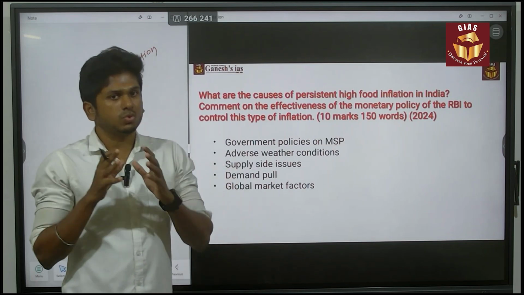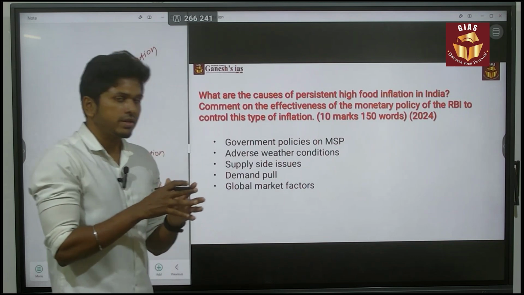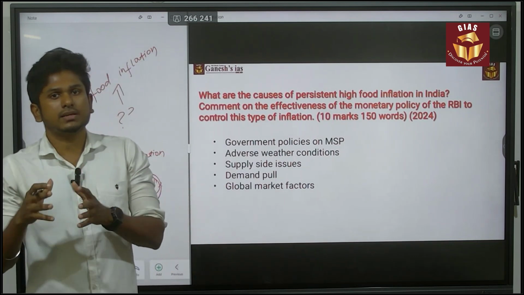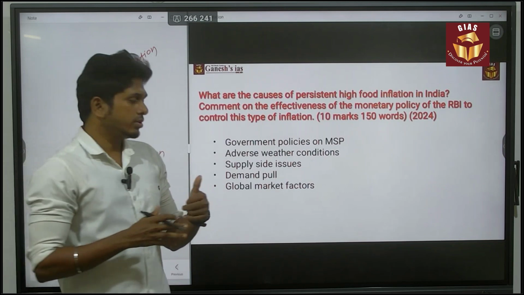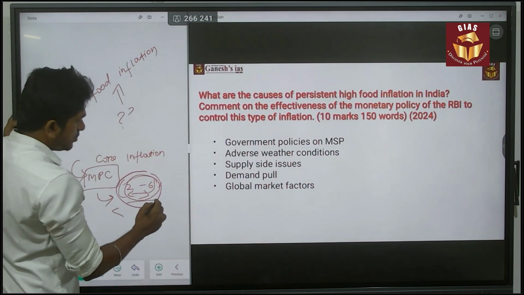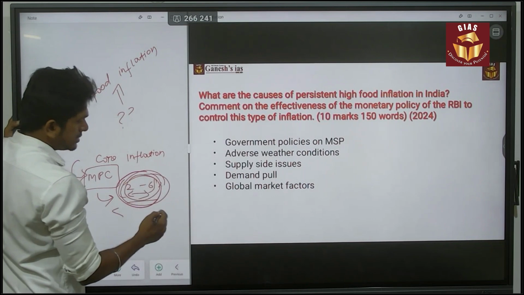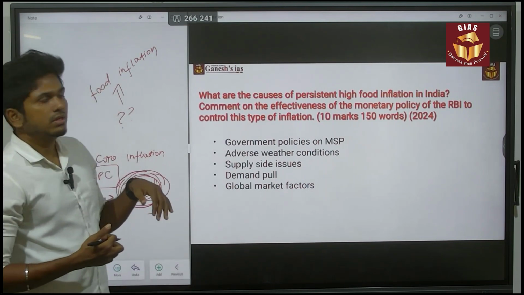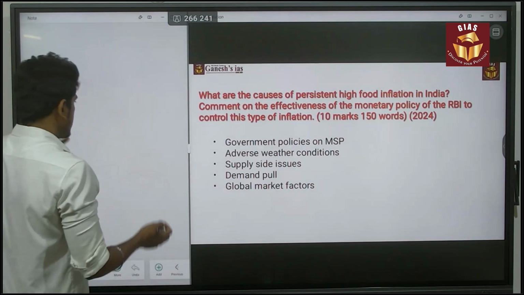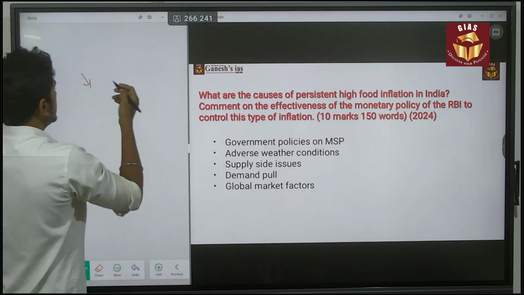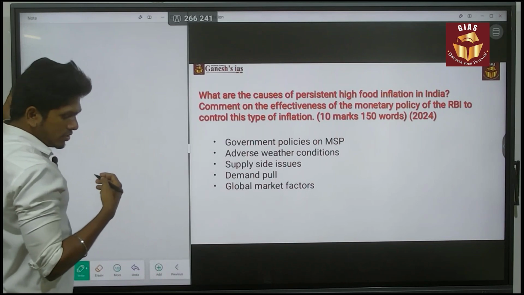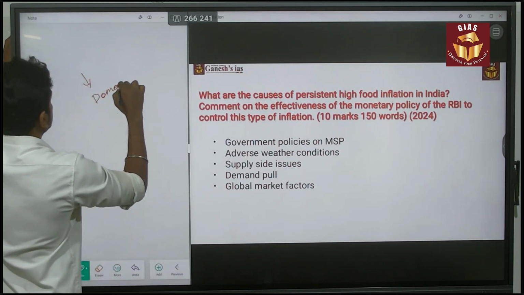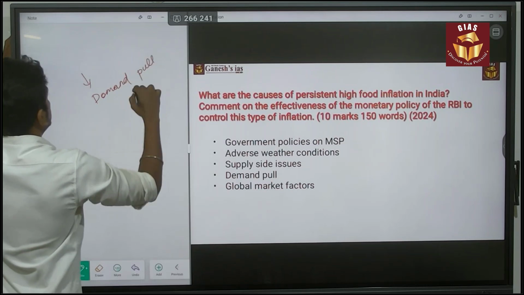So inflation is a good thing, but it becomes an issue if it is uncontrollably high. For that only they maintain 2 to 6% as the inflation target. But another concern with the RBI is that they can address inflation if it is demand pull.